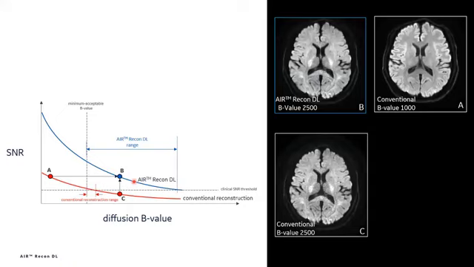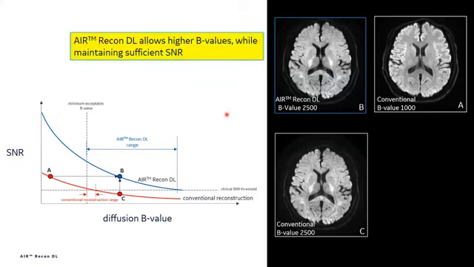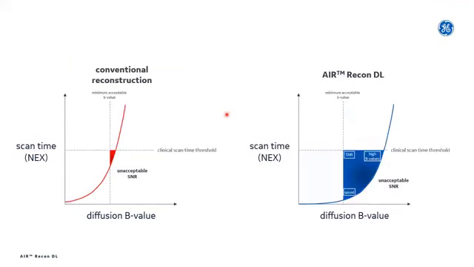Not to belabor the point, if we look at some representative images for these points A, B, and C, here we have point A, which is a good SNR image, but simply too low of a b-value. Point C is a high enough b-value of, say, 2,500, but it seems to lack a little bit of SNR. And then, of course, point B, I get the best of both worlds: a high b-value and high SNR. So that's just one little difference in how AIR Recon DL works with diffusion-weighted imaging. It allows the higher b-values as it maintains sufficient SNR.